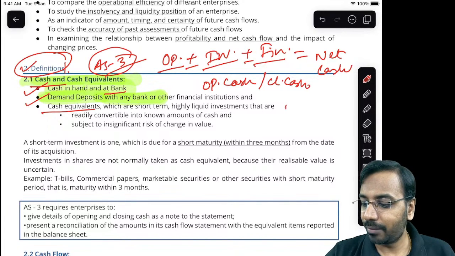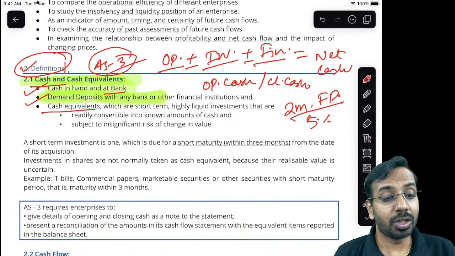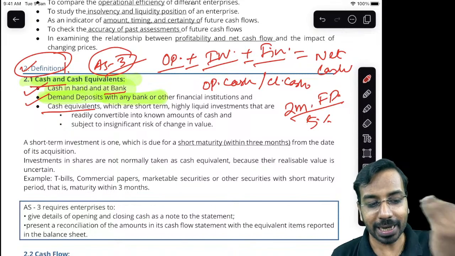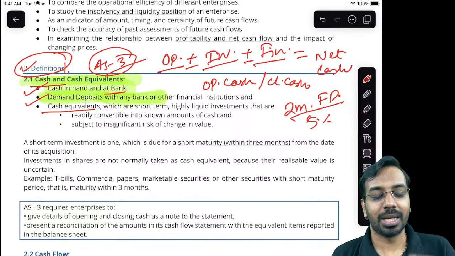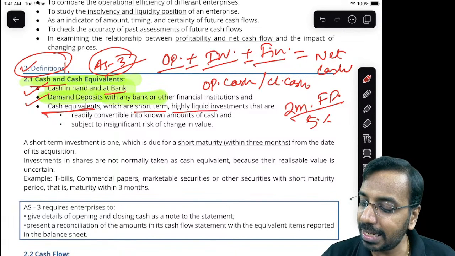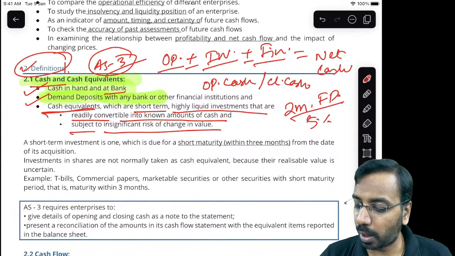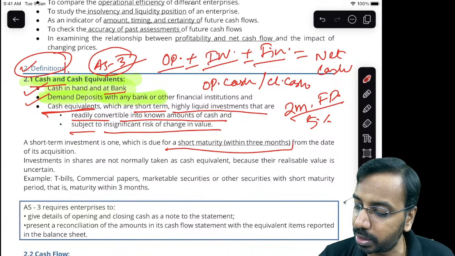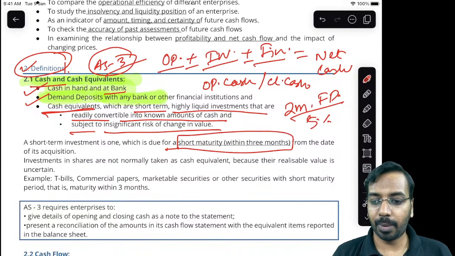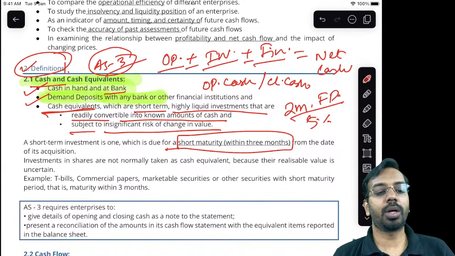For example, I have a 2-month FD and the rate of interest is, let us say, 5%. I can withdraw that 2-month FD, or I'll get the cash after 2 months without much loss in the value. So cash equivalents are short-term, highly liquid investments that are readily convertible into known amount of cash and subject to insignificant risk of change in value. That is why a short-term investment which is due within 3 months is considered to be your cash equivalent.